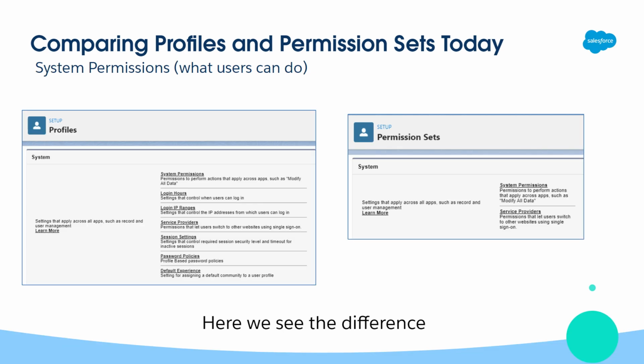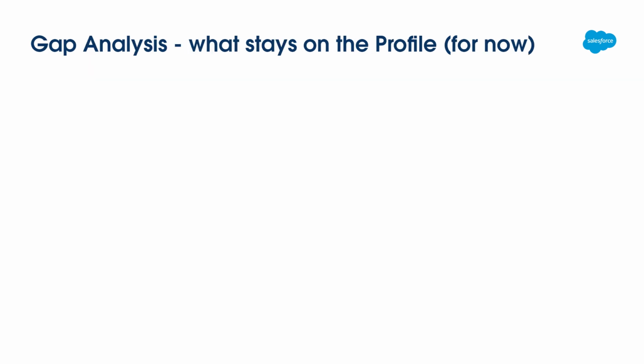Then let's look at the system permissions, what they can do. And here is where we've got the difference. So on the left we have the profiles, and on the right we have the permission sets. So you can see this is where profiles will remain, because this is where there are some areas that cannot move to permission sets. Okay, so let's dig into that and look at the gap analysis.